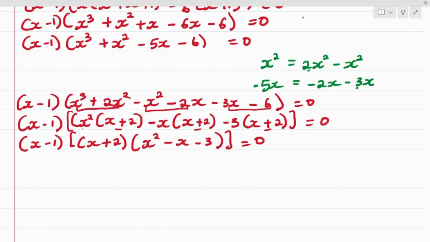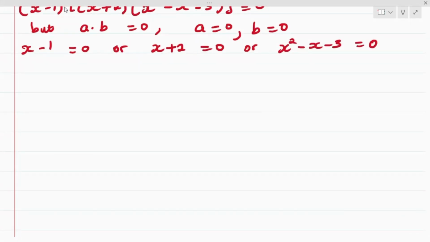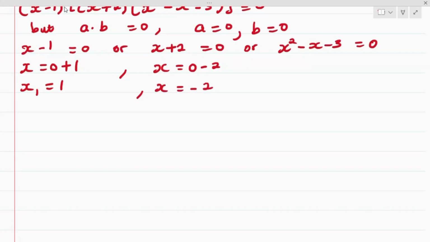0. Alright? But we know that if we have a multiply b equals to 0, this implies that a is equals to 0 and b is equals to what? 0. So we have x minus 1 is equals to 0, or x plus 2 is equals to 0, or x squared minus x minus 3 is equals to what? 0. So from here we have that x is equals to 0 plus 1 and x is equals to 1. We're going to call this x1. Then at this point, we have that x is equals to 0 minus 2. And from here, we have that x is equals to negative 2. We're going to call this x2.